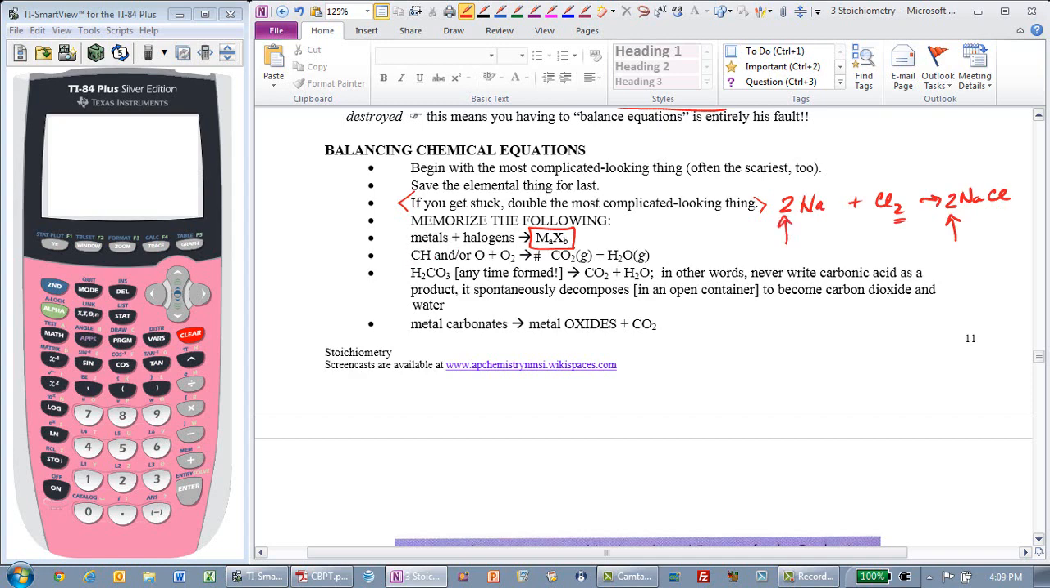Now, there's a million hydrocarbons in the world, literally a million, not an exaggeration this time, and or oxygen atom plus O2 type arrangements.